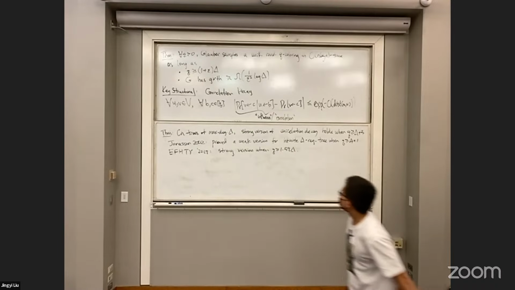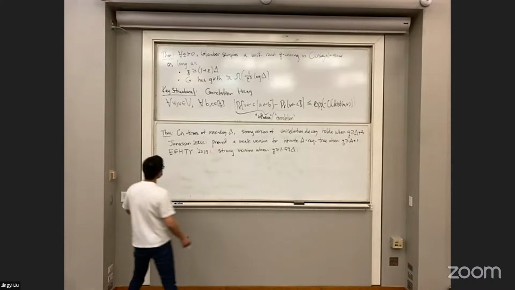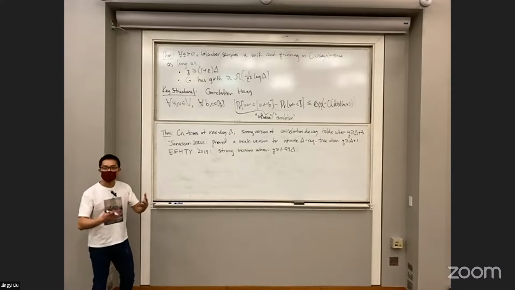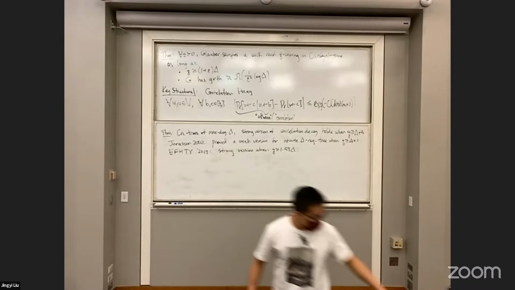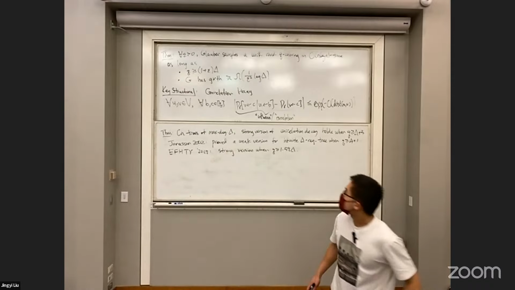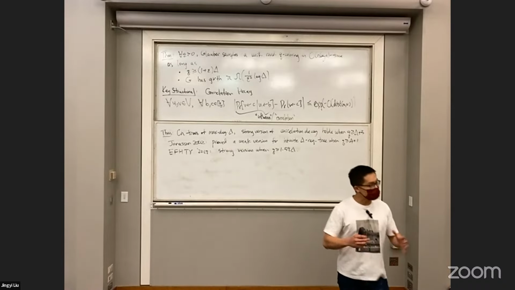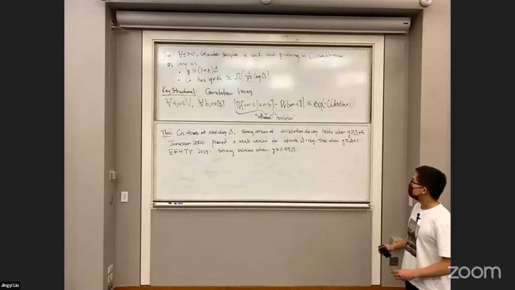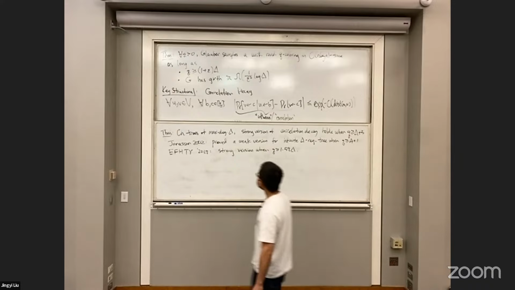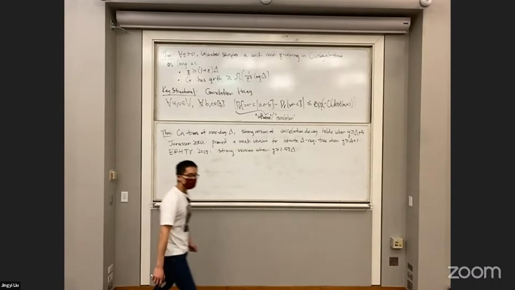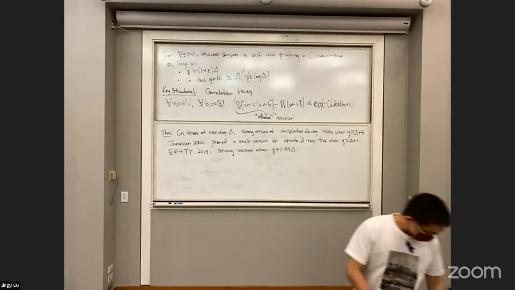And then the second ingredient of our result goes by lifting this analysis on trees to general graphs. Now I want to spend the next 10 minutes giving you a rough outline of the argument, just to give you a sense of how these types of results are proved.